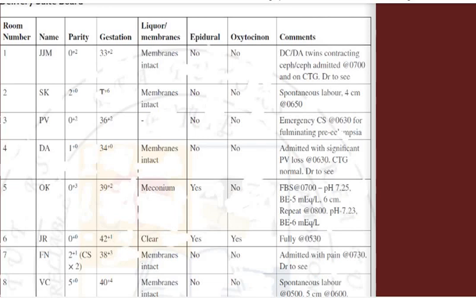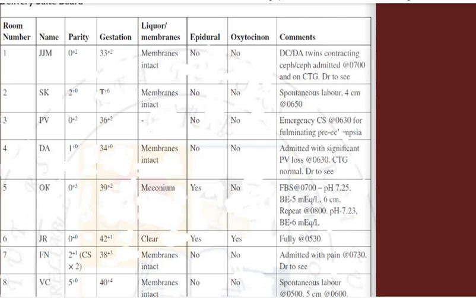Now room number 3. She's PV, para 0 plus 2, 36 plus 2 weeks, emergency C-section due to fulminating preeclampsia. As she has delivered, she's a postpartum case. I want to know about the recent blood pressures, the pulse, the urine output, the general condition, what medication she is taking, and what the observations are. The NEWS chart record will be checked and the intake output chart will be seen. If needed, we'll repeat the investigations. Right now it is a semi-urgent case. If she needs any medication or treatment for raised blood pressure, that will be prescribed. The anesthesia registrar and midwife will monitor the case.